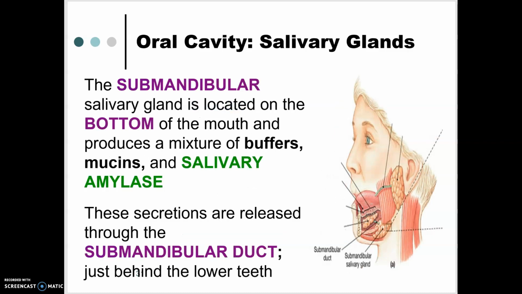of the tongue. And then the third salivary gland is the submandibular gland, at the bottom of the mouth towards the back, and it's going to produce buffers, mucins, and also salivary amylase. So just behind the lower teeth, that's where we're going to find the submandibular duct. So all three of these glands are going to act to produce saliva. It will enter the mouth, and then the saliva can carry out those functions that we said were really quite important.